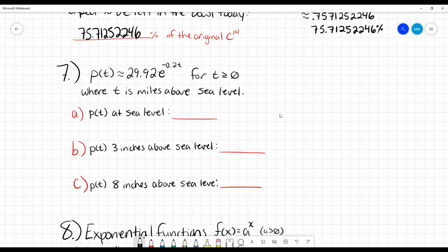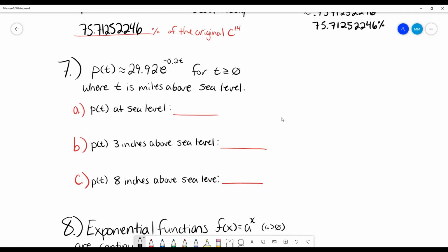Come on to this next one. This is a measure of barometric pressure, where T is miles above sea level. So we want to know the pressure at sea level. Well, if T is miles above sea level, then if we're at sea level, we are not above it at all. We're just right at it. So T is going to equal 0. So we want to find P of 0.